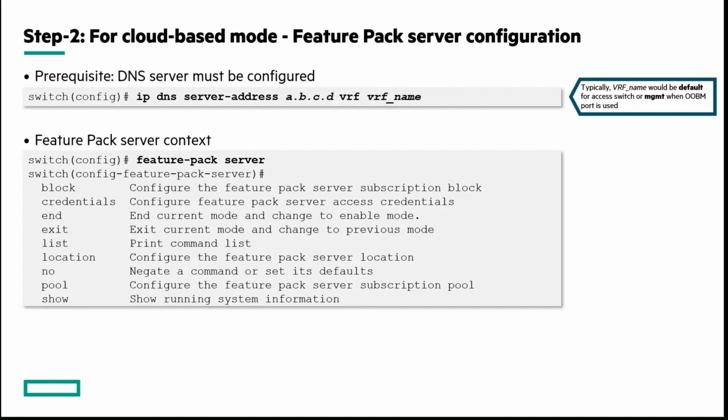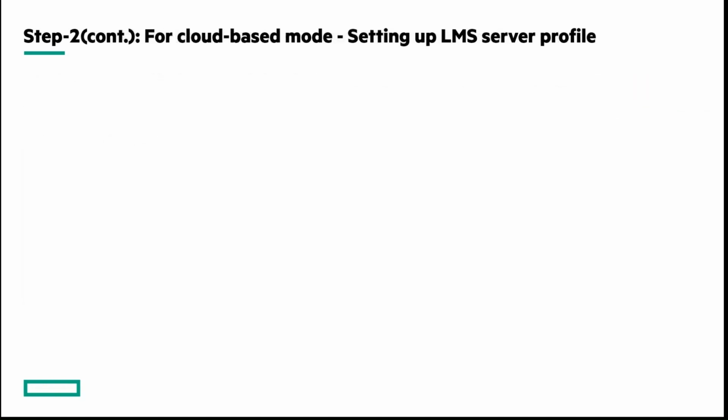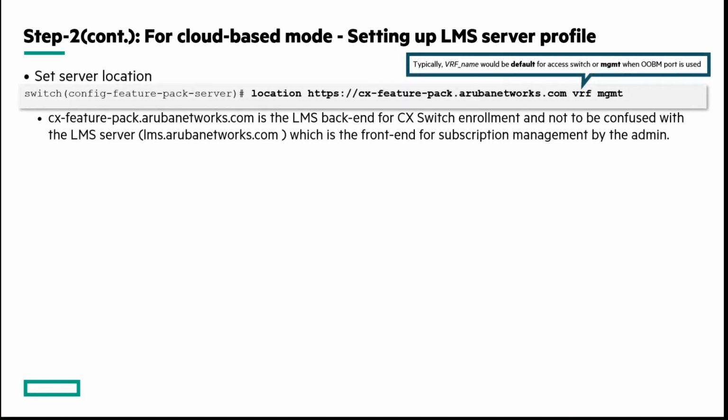Here is a list of available commands in feature pack server context. After entering the server context, first you have to set the server location using the following link. Once again, VRF should be clearly entered by the user. The location link mentioned right here is the LMS web frontend for the CX switch enrollment and should not be confused with lms.arubanetworks.com, which is a front end for subscription management by the admin.